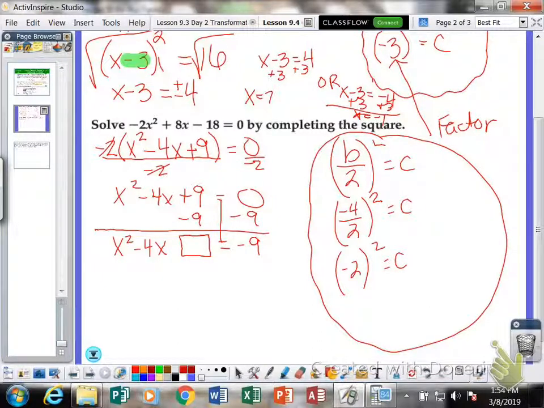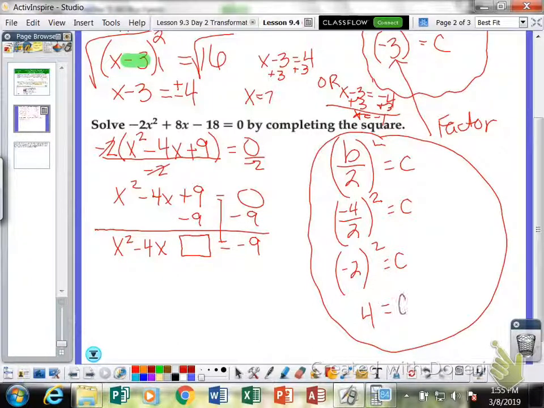So I get 4 is equal to c. Remember, this is going to come into play in a second. But 4 is my c. So I come back over here to this box, you don't have to put a box there, I do just because it reminds me. I want to add 4. But remember, it's an equation, it has to balance. So if I add 4, I need to add 4 to this side. So my new equation is x squared minus 4x plus 4 equals negative 5.